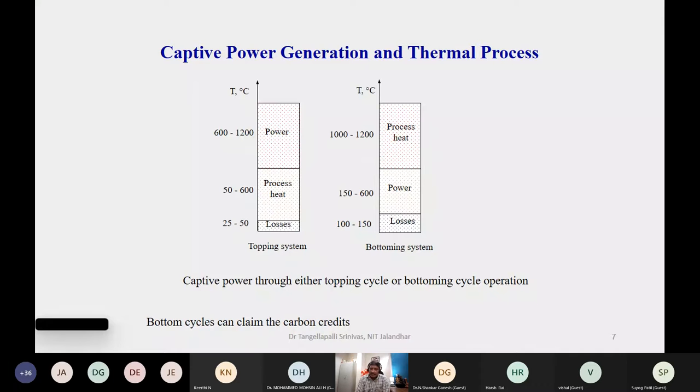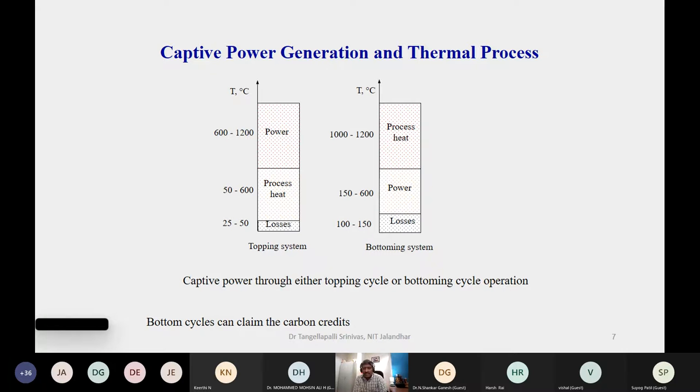But what about the bottoming system? The high temperature gas is used for the process heat, not for the power generation. After completion of this process, the rest of the waste heat is used for power generation. From a thermodynamic point of view, the topping system has higher efficiency. As per the Carnot theorem, if the source temperature is high, we can expect more thermal efficiency. In the bottoming system, we can't expect that much higher efficiency.